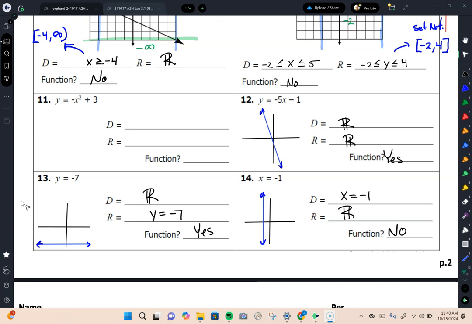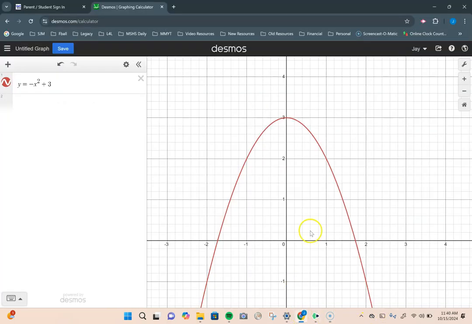Now, let's say you had one that you didn't know what it looked like. Maybe you know what this one looks like, maybe you don't. But you can always use our friendly little tool in Desmos, and you just go there and you type in the equation y equals -x² + 3. All right, so I'll leave that up there for you for a second. Write your domain, range, and function for that one.